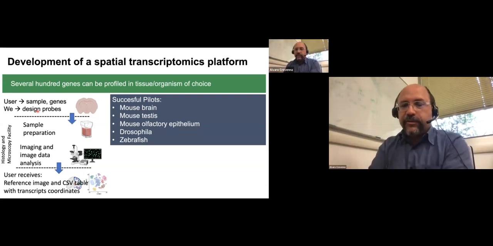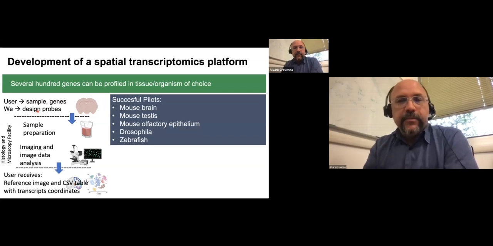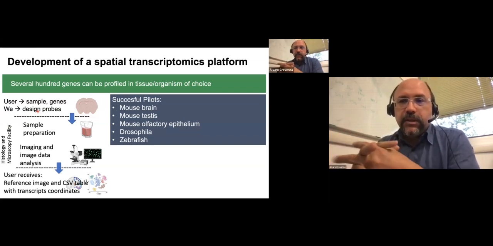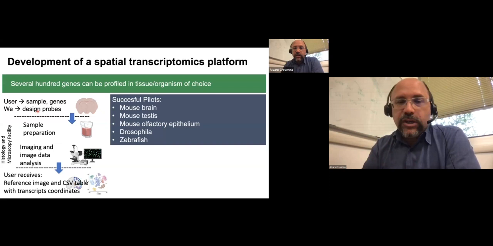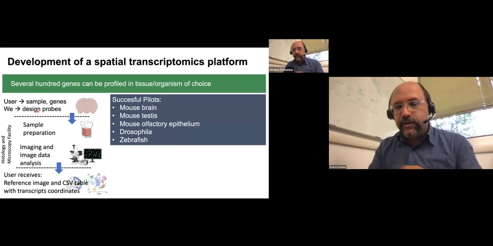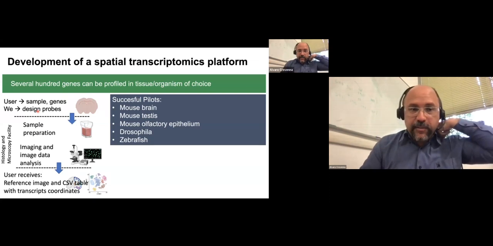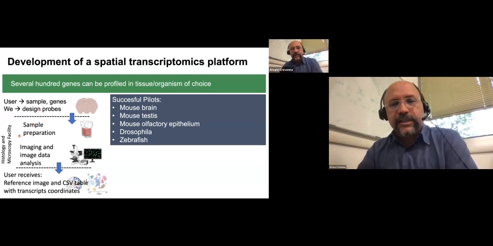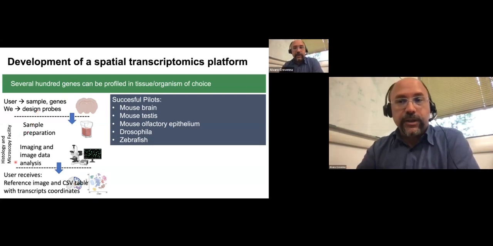Normally, we provide an initial pilot. We can look at anything between 9 to 20 genes just to see how the particular preparation will work, and how those genes of interest will look in that sample. Obviously, we'll take care of the sample preparation, the imaging, and the decoding, right? Essentially, what the user receives is a reference image and a CSV table with the transcript and the cell coordinates, which is very similar to what you would get from a commercial instrument.